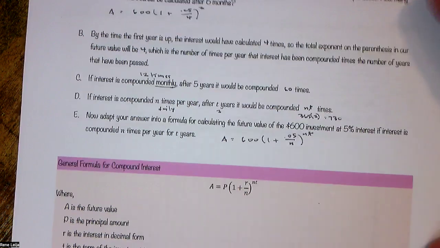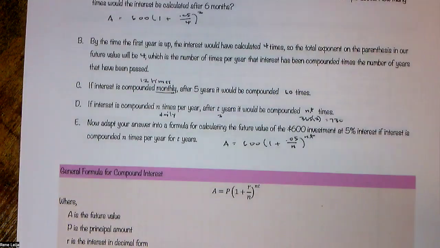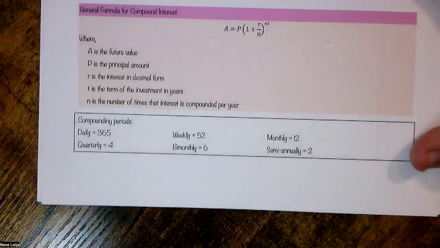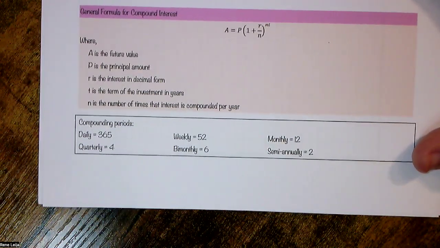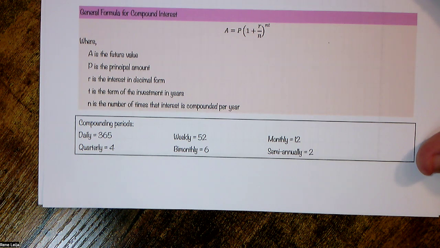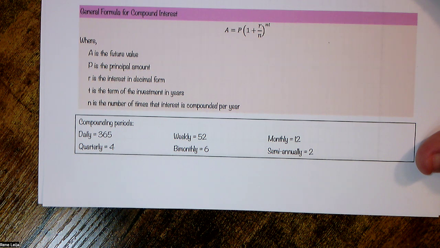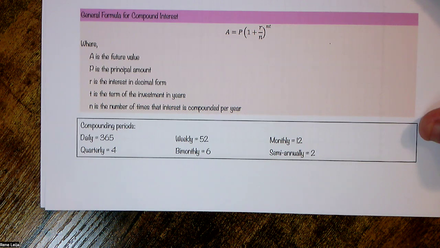But here's what you have to keep in mind. If you look at the bottom, I've given you some compounding periods that you need to be very familiar with. Daily is 365. You would use these numbers. Weekly is 52 weeks in a year. Monthly, 12. Quarterly, 4 times a year. Bi-monthly is every 2 months, so that means 6 times a year. And then semi-annually would be twice a year.